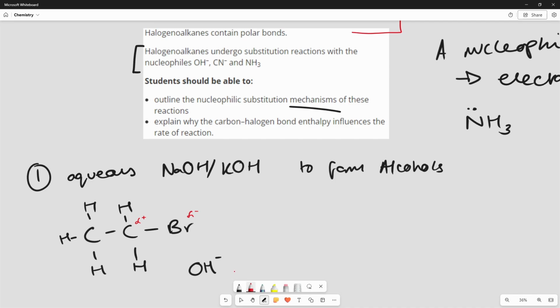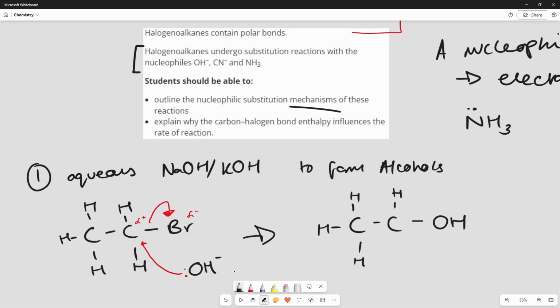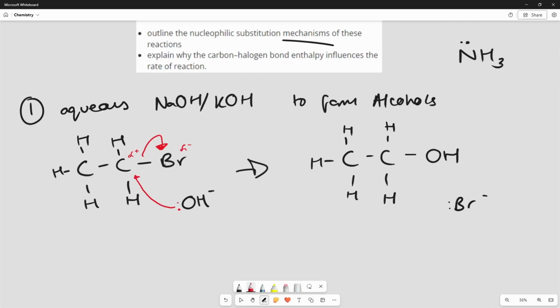The hydroxide nucleophile has a lone pair of electrons, and the delta positive carbon attracts the lone pair of electrons. So the hydroxide nucleophile attacks the carbon atom and breaks the carbon-bromine bond, and this results in us getting ethanol as our product. A key thing to remember is that this only happens in aqueous conditions, and it has to be these salts, and another condition is that it's warm.